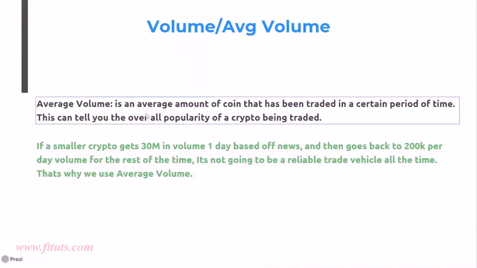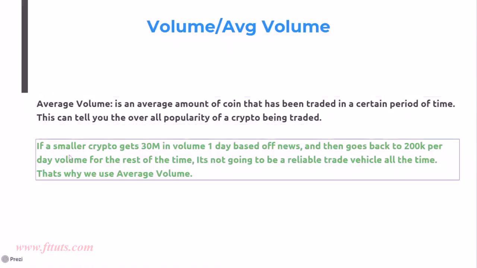So average volume is the average amount of coin that has been traded in a certain period of time. This can tell you the overall popularity of the crypto being traded. So if a smaller crypto gets 30 million traded coins volume in one day based off of news, and then goes back to 200,000 per day volume for the rest of the time, it's not going to be a reliable trade vehicle all the time.